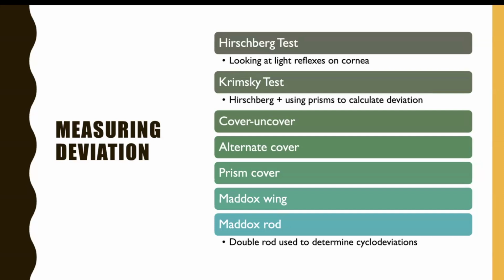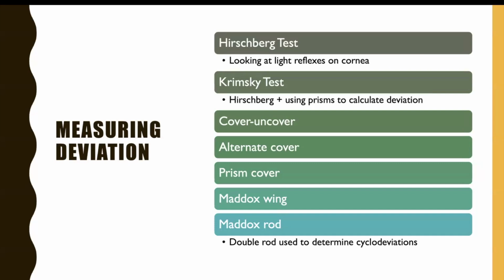You've got the cover uncover test, the alternate cover test, the prism cover test using prisms to actually look at the amount of deviation, and then the Maddox wings and rods, and then specifically with the Maddox rod, double rods can be used to determine cyclodeviations. And this is going to be what your orthoptic colleague is going to be doing, and what you may also be repeating in the clinic when it comes to trying to see what the problem is with these patients.